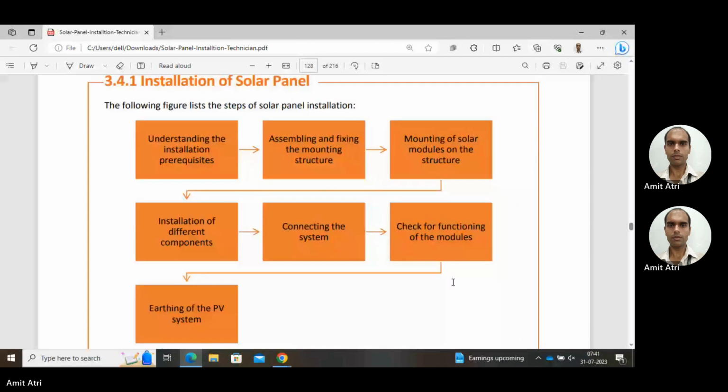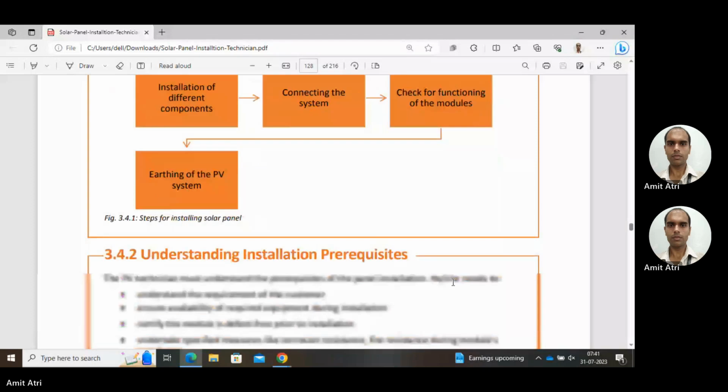Then check for functioning of the modules, which means checking how the different modules we are using are functioning. And last, there is earthing of the PV system. So these are the steps which are involved in the installation.